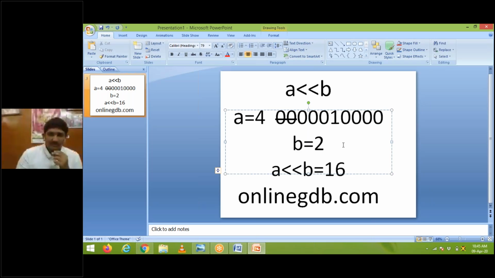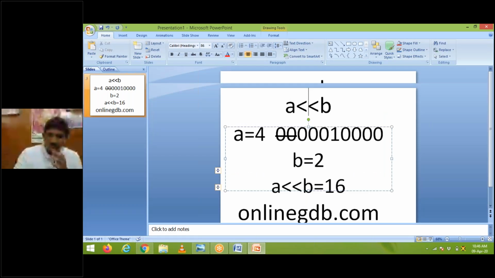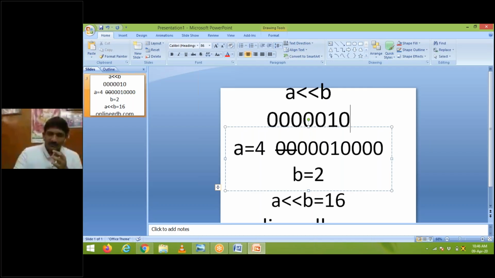Everybody is understanding? Once again I am repeating. A value 4, B value 2. 4 left shift 2. For example, 4 left shift 2 means you have to take the 4 binary value in 8-digit format. That means 0000 0100. So left shift 2 means you have to cross 2 digits on the left side and add those on the right side. So this is the topic.